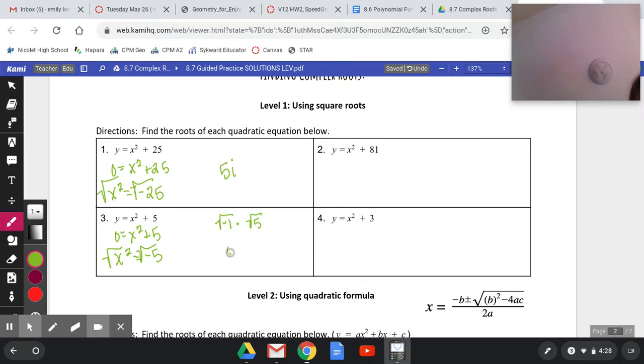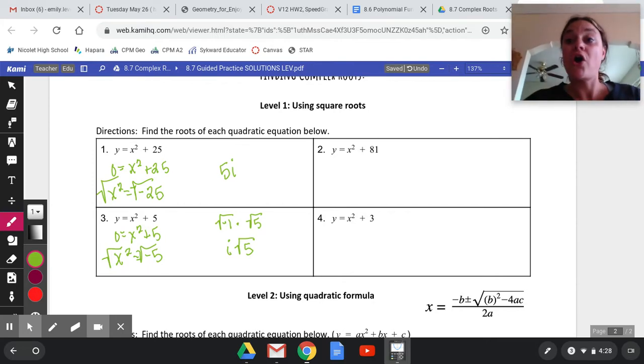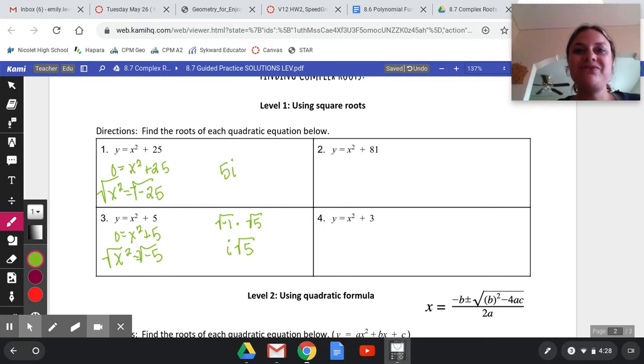Square root of negative 1 is i, and square root of positive 5 is just root 5. It's a decimal. I'm just going to leave it like this, so that's my answer. So pause the video right now. See if you can try 2 and 4 on your own.